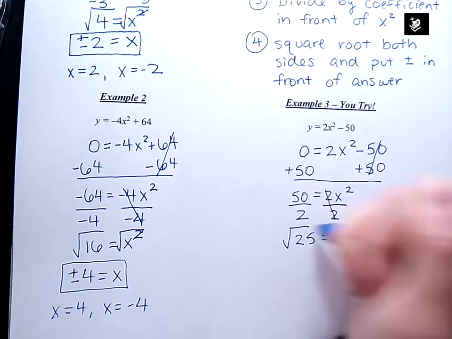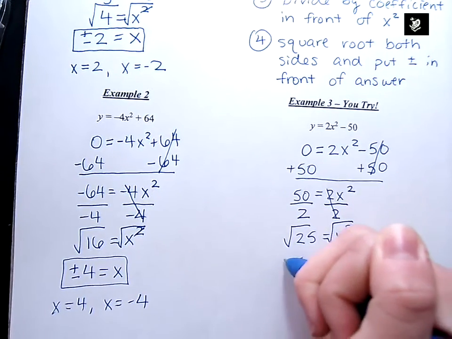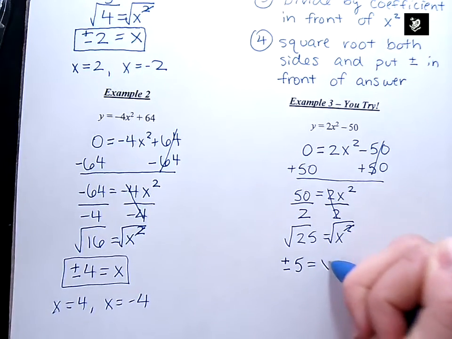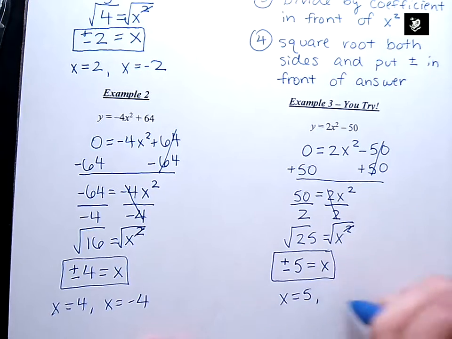Take the square root of both sides to get rid of that exponent, and you'll get 5, but it has to be a plus and a minus 5. So those are my two answers, x equals 5 and x equals negative 5.